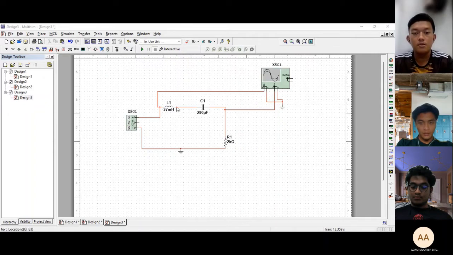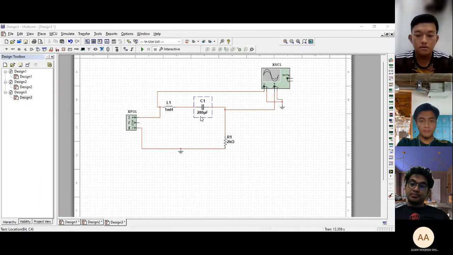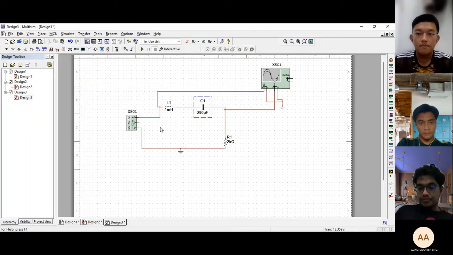Set the inductor to 1 milli. Capacitor 0.47 farads. Resistor to 1 kilo.